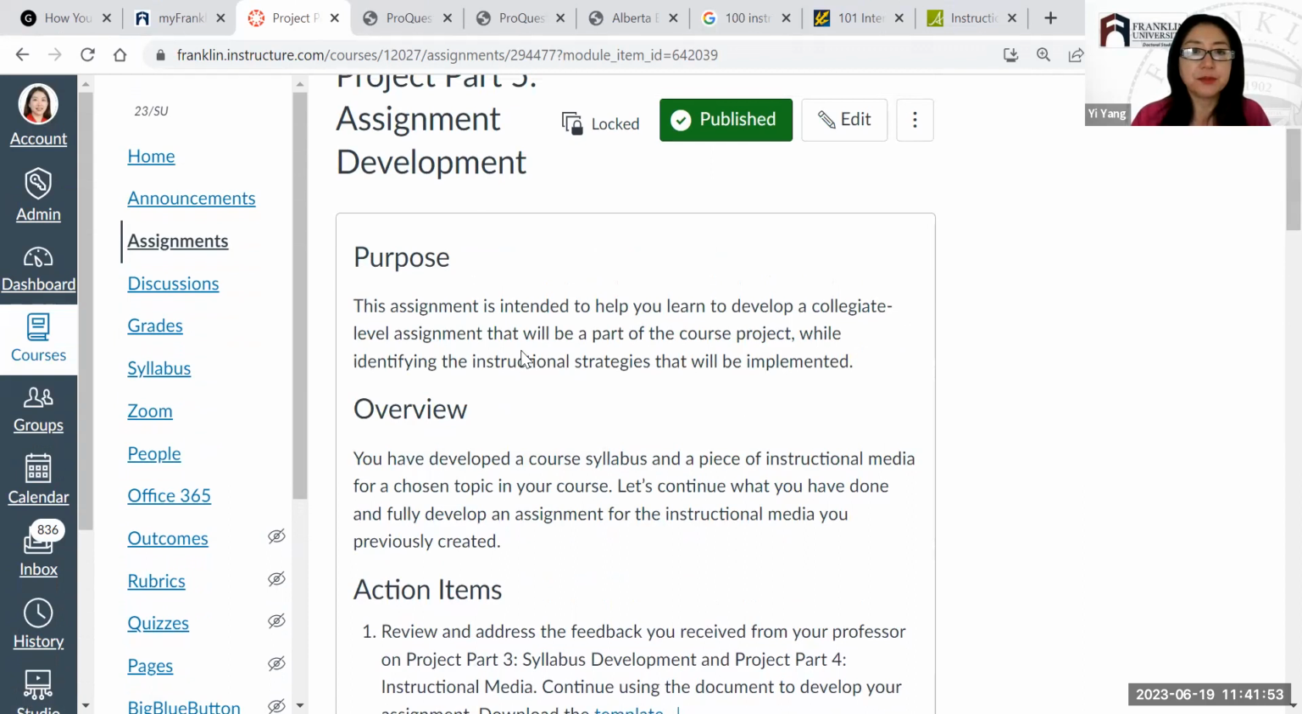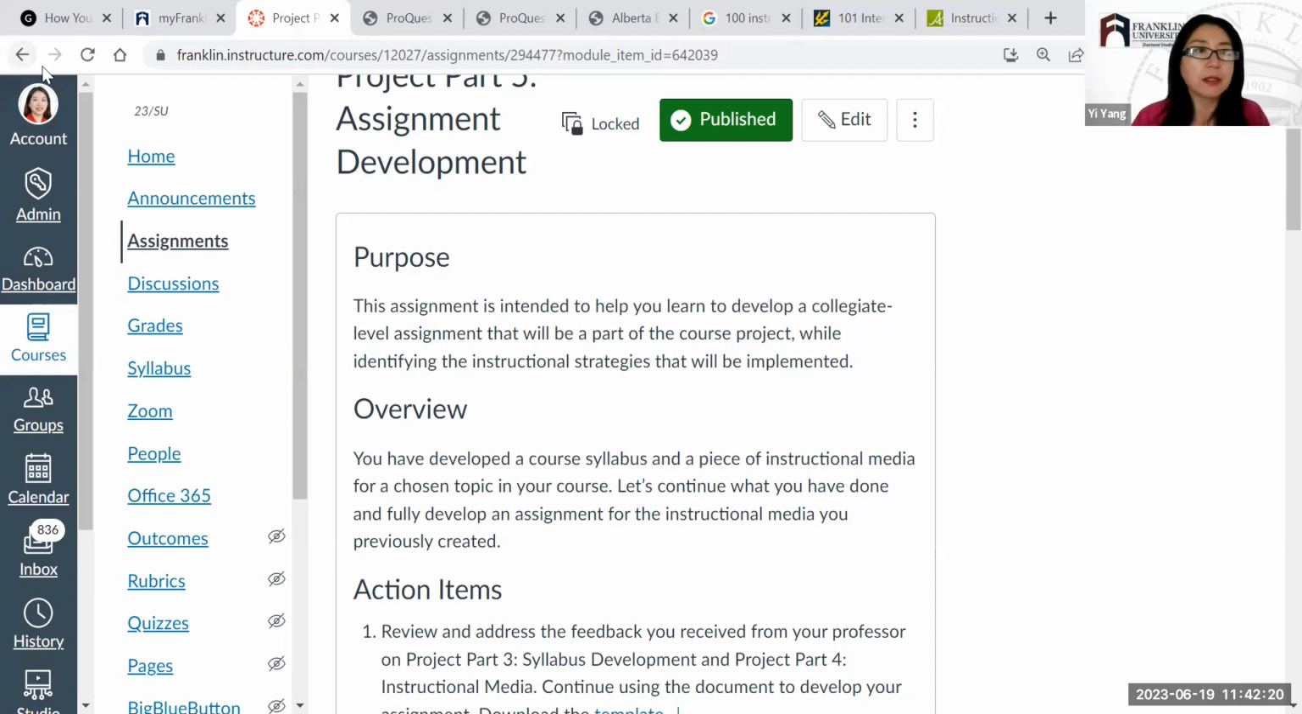For instance, if you look at this assignment, the purpose of the assignment is to help you learn to develop a collegiate level assignment that's a part of the course project while identifying the instructional strategies that will be implemented. So the outcome this assignment will measure is developing a collegiate level assignment.